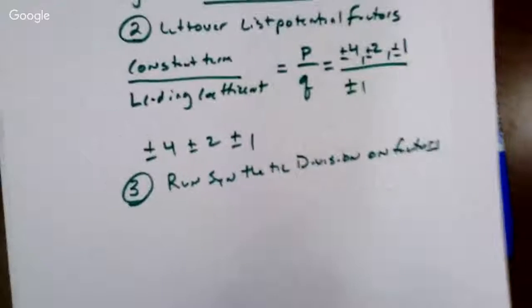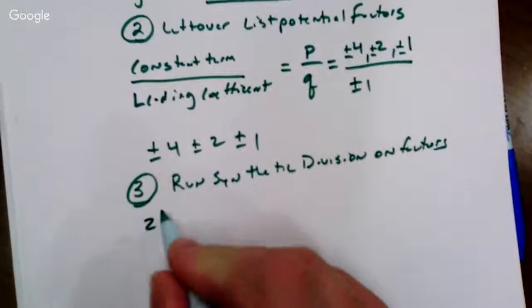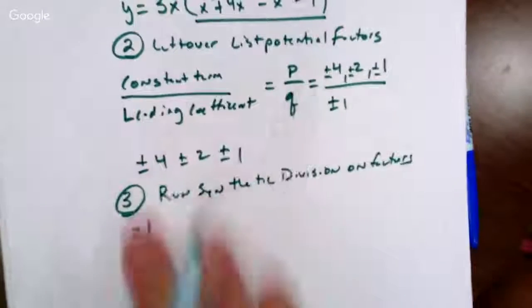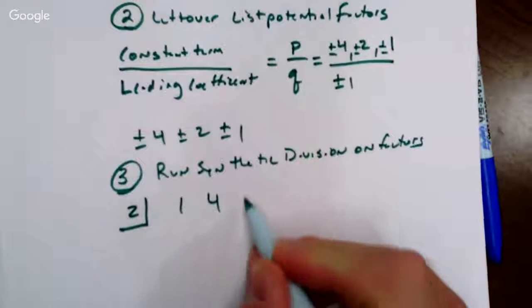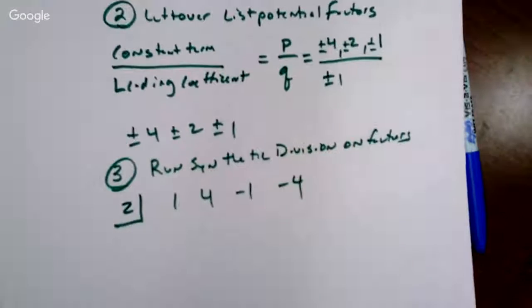All right, let's take a peek. So we're going to run synthetic division. Let's try 2 first. What do we run as our coefficients up here? 1, 4, negative 1, negative 4.